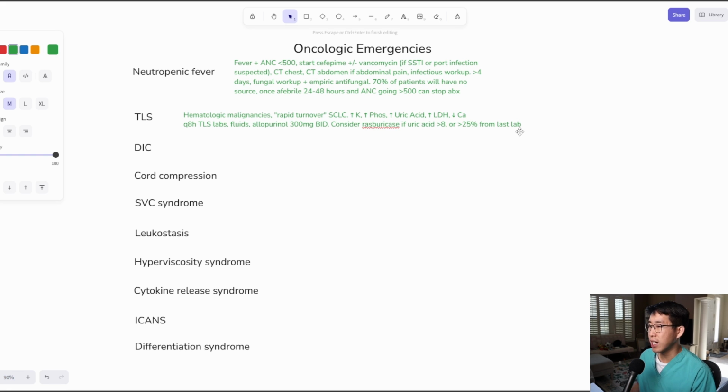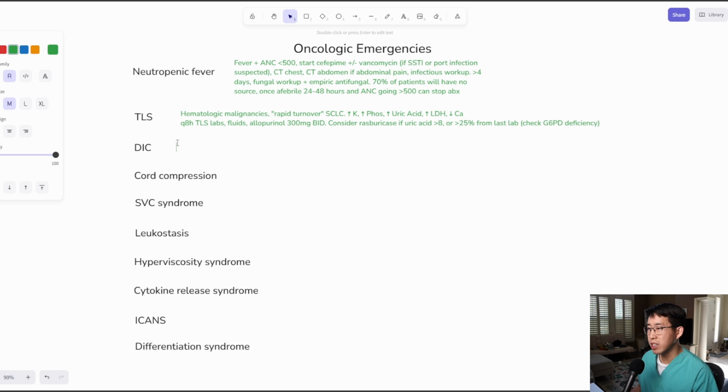There is one specific patient demographic that is at risk if you give them rasburicase, and that is patients with G6PD deficiency. So ideally, you should have checked if they have a G6PD deficiency before you give them rasburicase, so you don't precipitate a flare of their G6PD deficiency, which may cause hemolytic anemia.